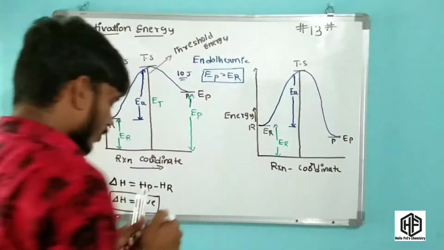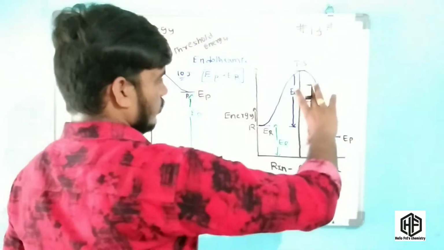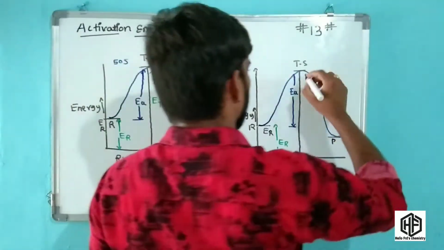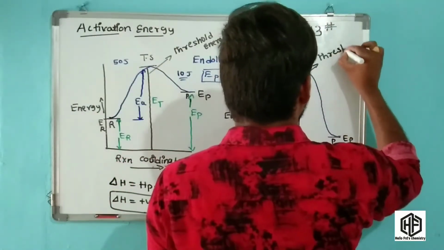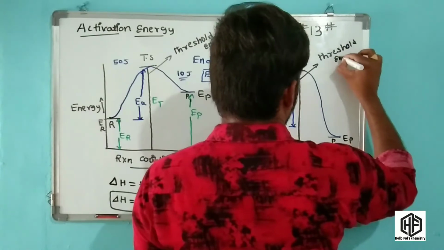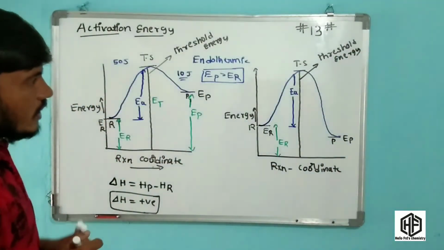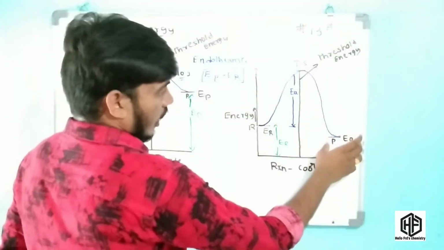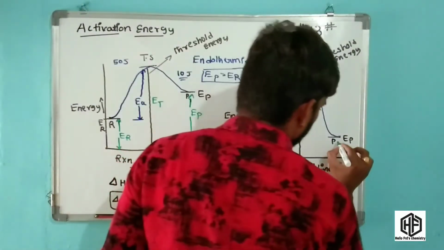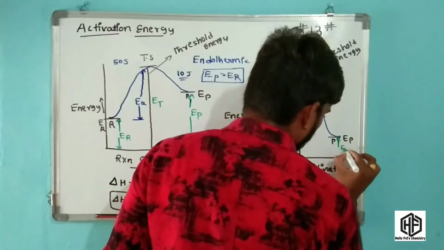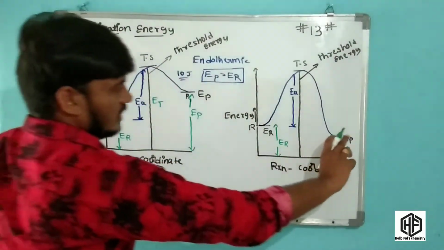This total energy, or minimum energy, of these reacting molecules is converted to the product. This transition state energy, it means total energy, is called threshold energy. Okay, friends, this is the graph representation. Now what happened, friends? This is the product energy and this is the reactants energy. Product energy is like this.